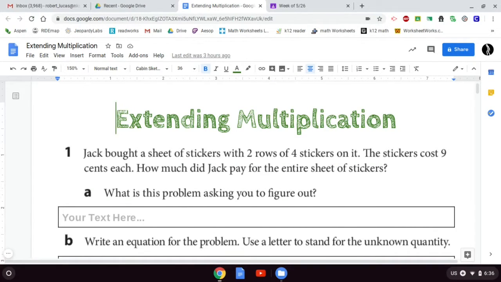Now, as you work through this document, it is a digital document that you have a copy of, so you're going to complete it, right where it says your text here. That's where you're going to put your text. And then you're going to share it back with me to submit the assignment.